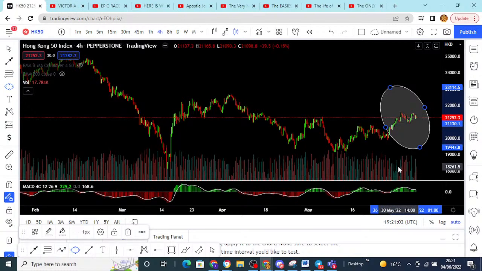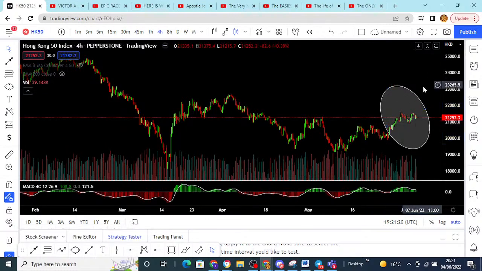UK GMT, it closed at a rate of $21,252.3 for the Hang Seng. So, ladies and gentlemen, we want to know what to do when the market opens again on Sunday morning, Sunday early morning.